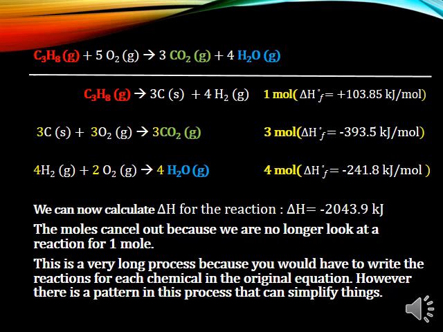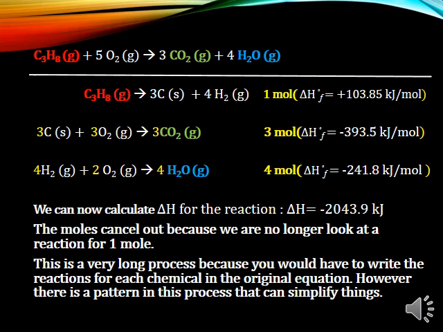Now, if we look at this process, once we multiply out these enthalpies of formation by their coefficients and then add up all those numbers, we've gone through a really lengthy process to get to a delta H value, because we would have to write all of those reactions out for each chemical and then manipulate the chemicals and the reactions and add up all these values. So there is a way to simplify all of this, which is very nice for us.